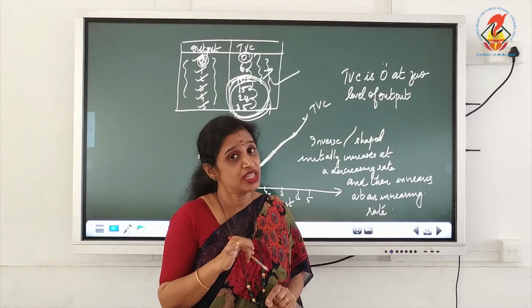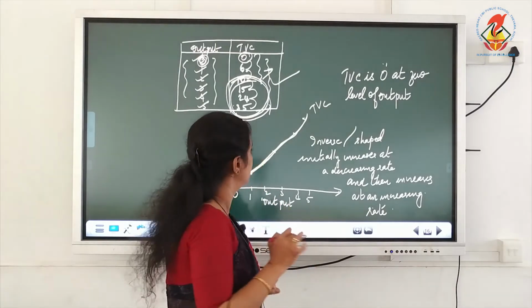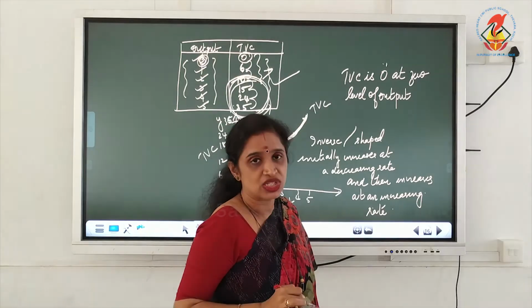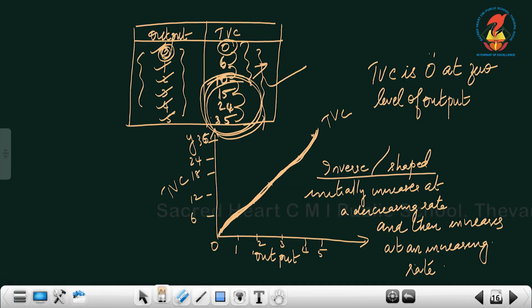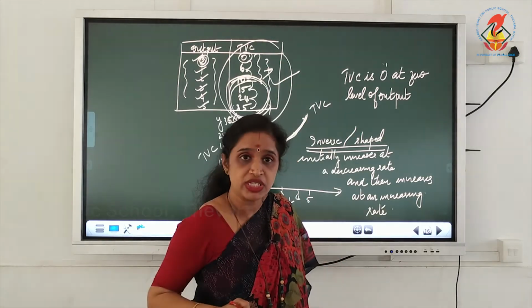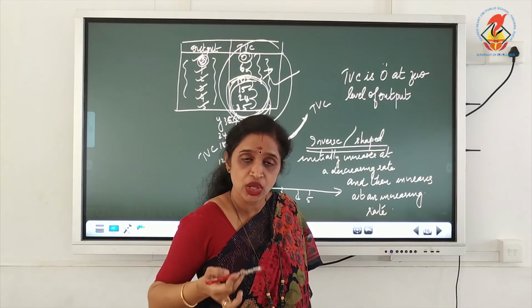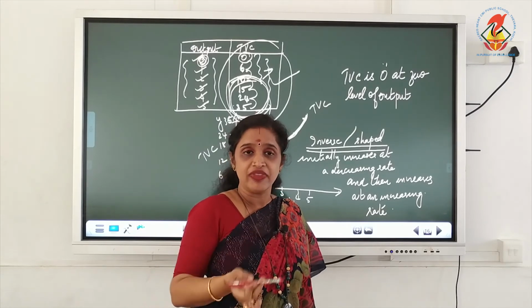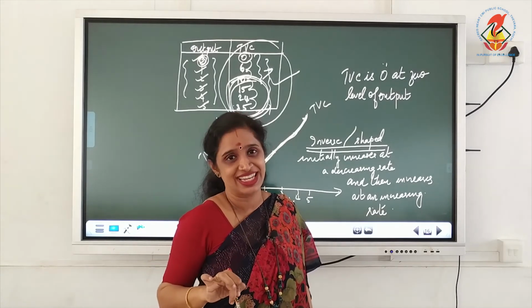It is an upward sloping curve, and it is inverse S shaped. It is an inverse S shaped curve. Why? Why did we get this shape? Because we have drawn this curve on the basis of the table. What is the peculiarity of the table? In the table, the values are increasing at a decreasing rate, then increasing at an increasing rate.